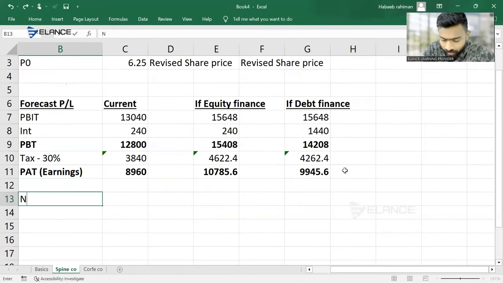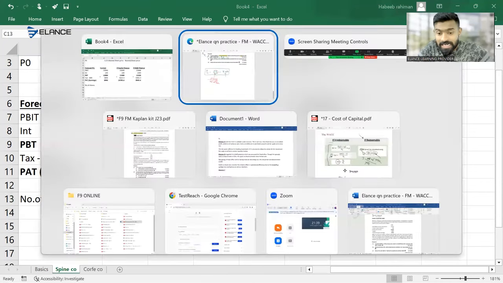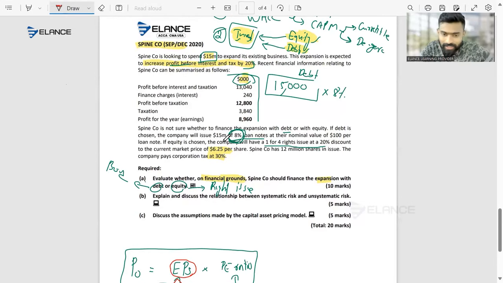Next we require the number of shares. So I'll keep a line here in order to get that picture. We already calculated after tax earnings. Now I'll go for number of shares. What is the current number of shares? As we did earlier for the back question, we can calculate from the balance sheet. Oh, it is directly given in this question.